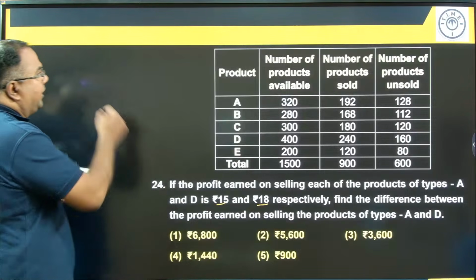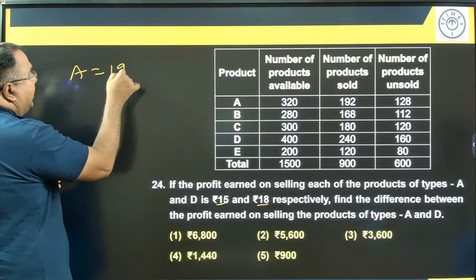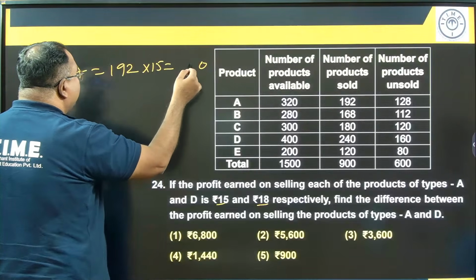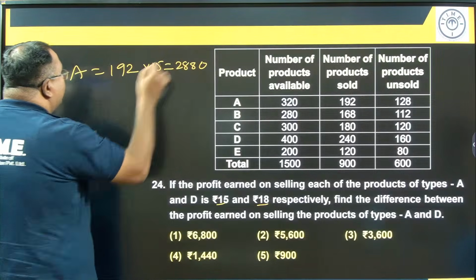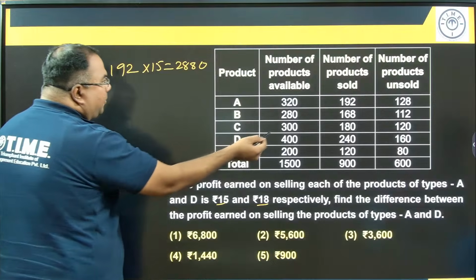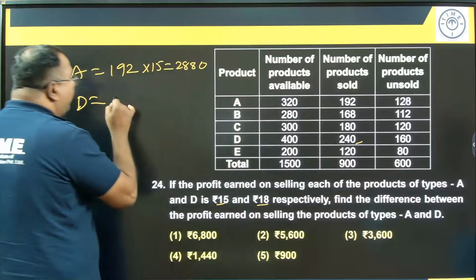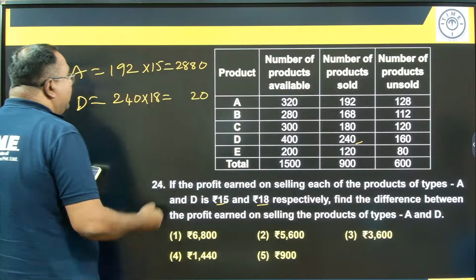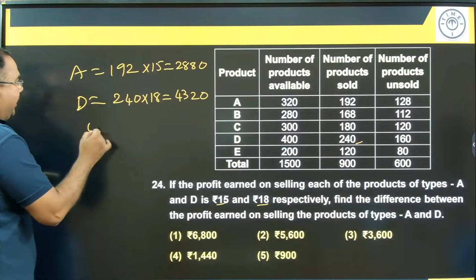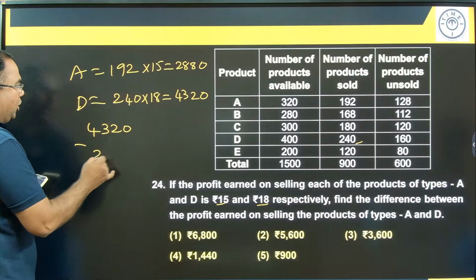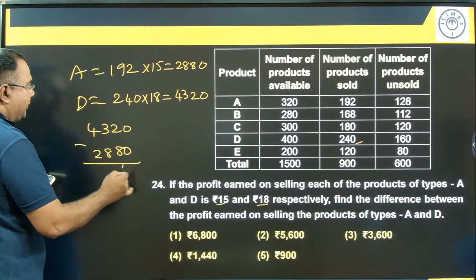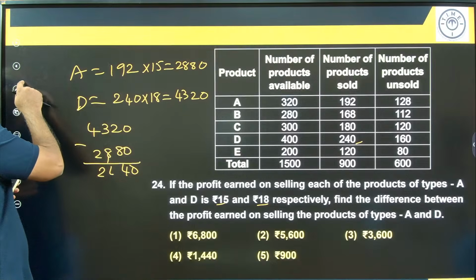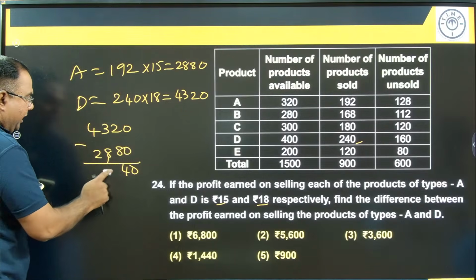Okay. A, what is the profit? Number of articles sold is 192 multiplied by 15, which is 2880. What is the profit made by D? 18 rupees. Number of products sold is 240. 240 into 18. If you know the 18 table, you can easily multiply: 4320. So the difference we need is 4320 minus 2880.